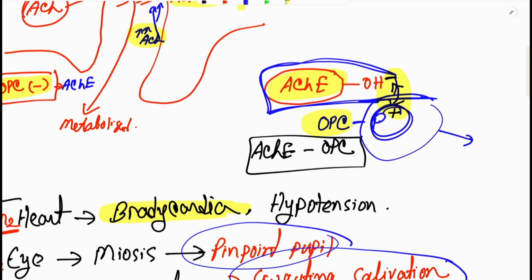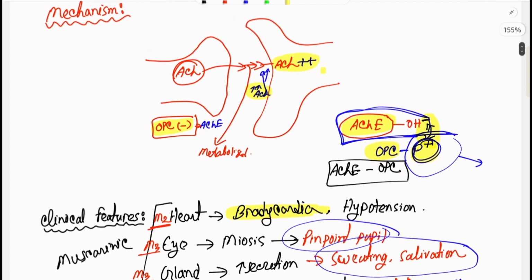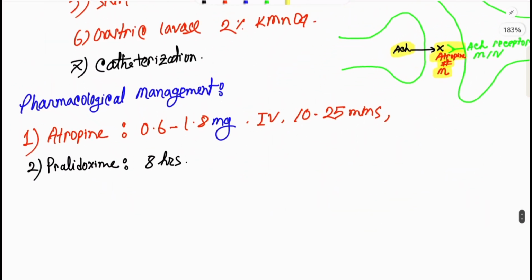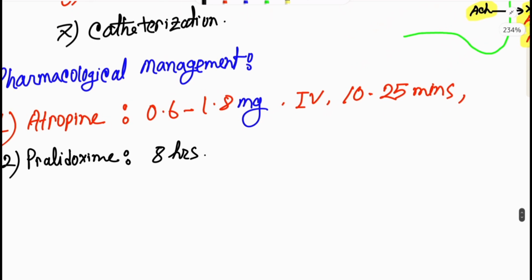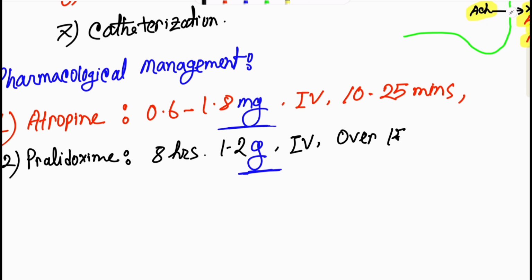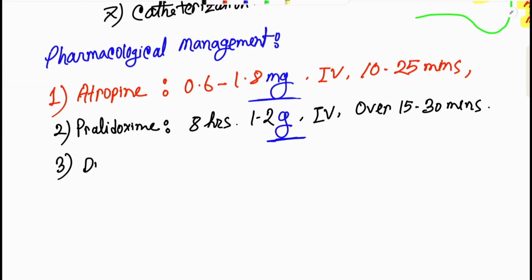Quick recap of the pralidoxime mechanism. Pralidoxime has higher affinity for the phosphorus group, and it binds with the phosphorus group and clips it from the acetylcholine esterase enzyme. So the acetylcholine esterase enzyme is reactivated. The dose of pralidoxime is 1 to 2 gram. Remember, it is in gram and atropine is in milligram, and given IV over 15 to 30 minutes.